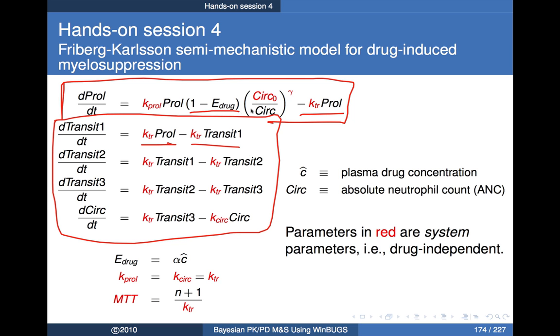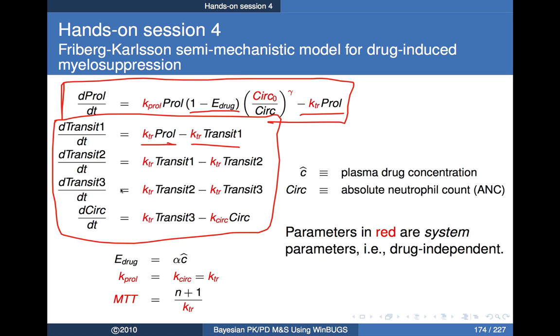But in the presence of drug and the feedback processes here, it gets more complicated. We have a drug effect here described as 1 minus E drug. So in other words, the E drug is written such that as E drug goes up, this term goes down, and therefore the rate at which those cells are proliferating goes down. And that's describing then our myelosuppression process. And then the other component here, where we've got our circ0 over circ raised to a power gamma, that component then is describing that feedback process that tends to maintain the number of circulating neutrophils at a certain level, or at least it attempts to keep it at a certain level.